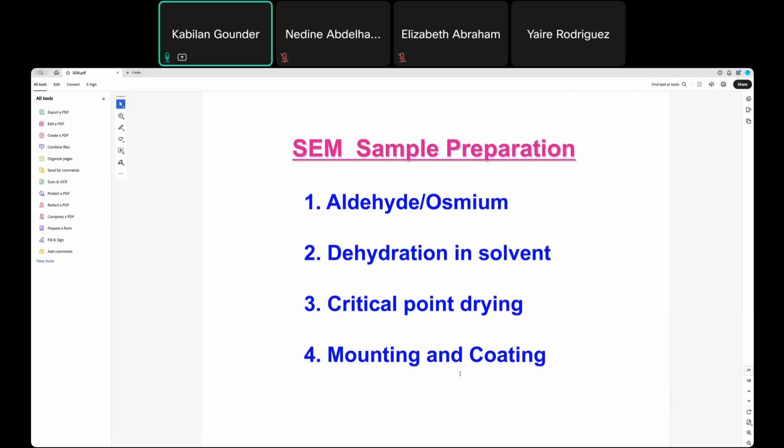To achieve this, we need to have sample processing. That's the most important thing.